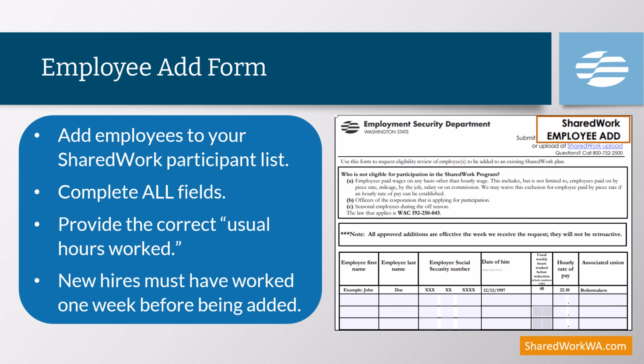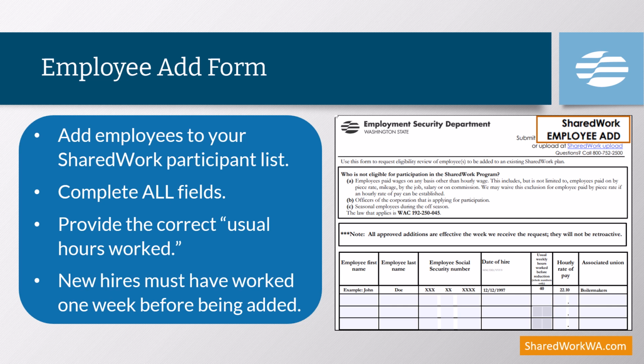If there is no associated union, leave that column blank. New hires can be added to your plan after they have completed at least 1 week of work. If they have worked only 1 week, then their usual hours worked is the number of hours they worked that 1 week. If you want the new hire on your plan as a 40-hour per week employee, they will need to have worked 40 hours in at least 1 week.